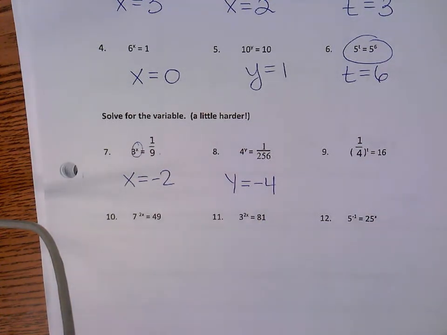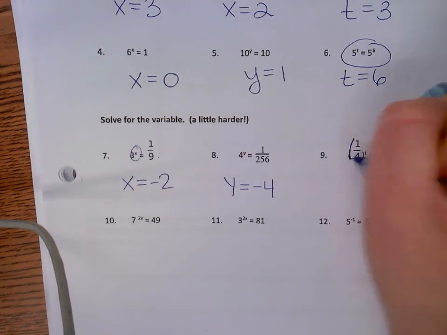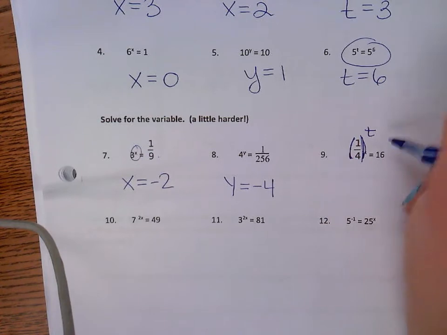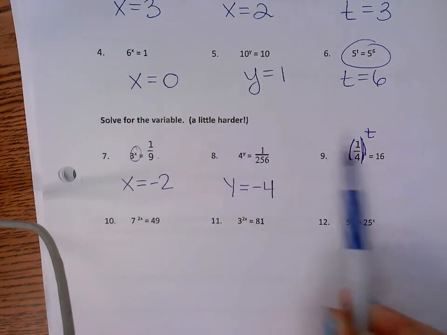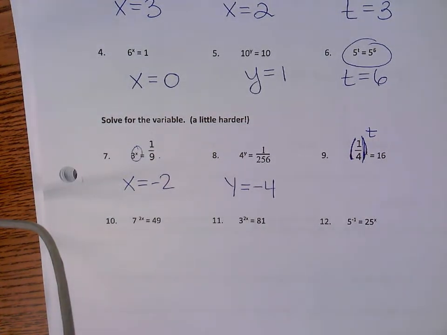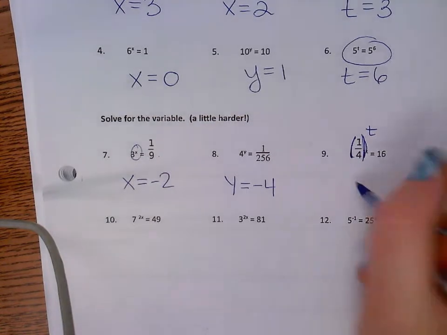I'm starting with the number 1/4, which this parenthesis should be around the 1/4, and then I'm raising it to the t power, and then I get 16. So I have to flip it back over and then go from 4 to 16. So how do I do that? Yep. 4 squared is 16, and I have to flip it over. So t would have to be -2.